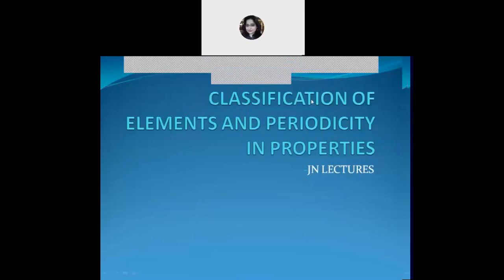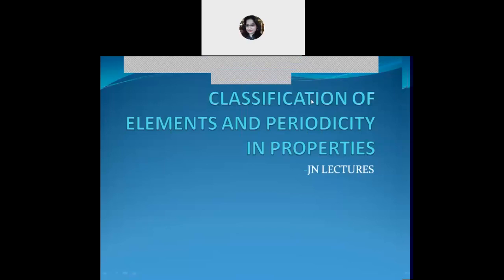Today I'm going to start the third unit of NCERT of Standard 11th. The name of this unit is Classification of Elements and Periodicity in Properties. Hello, I am Jayashree. So let's get started.